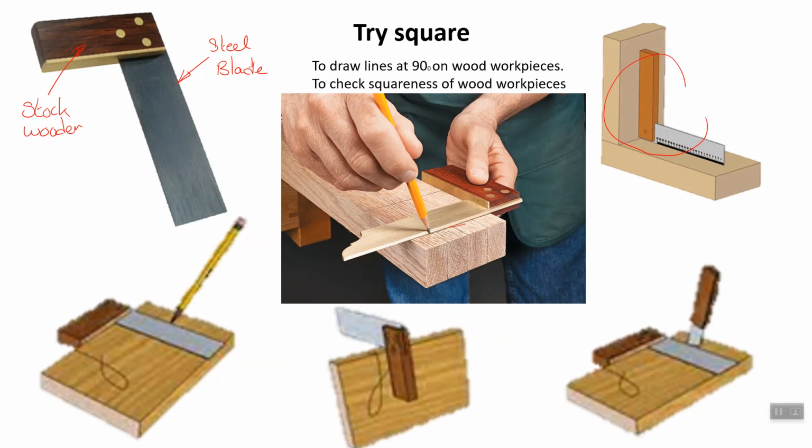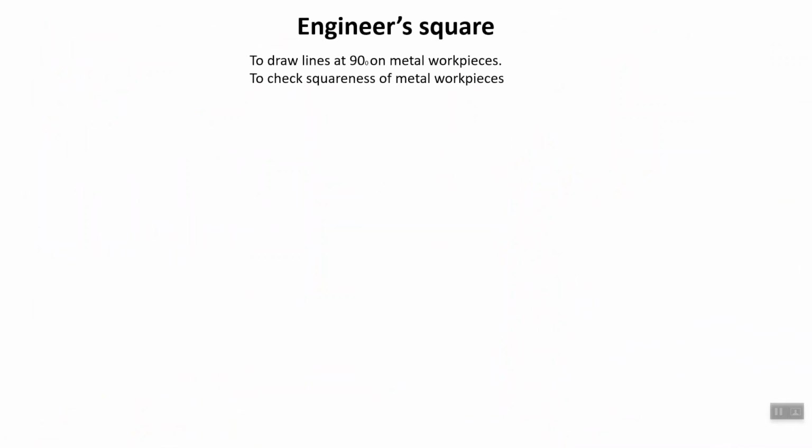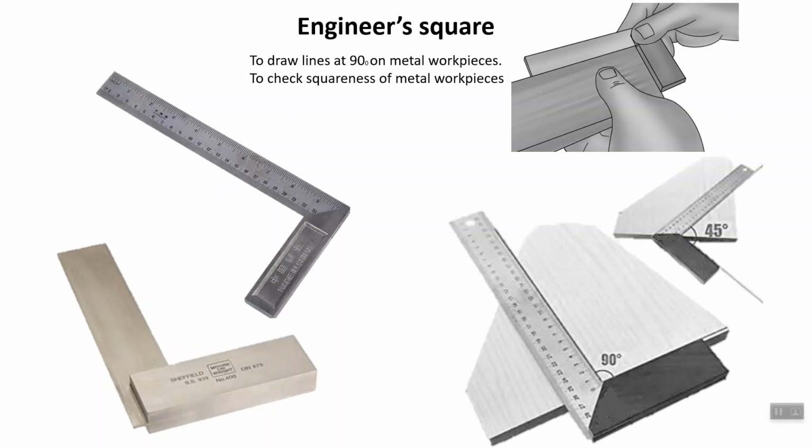We have the same tool for metal, which we call an engineer square. As with the tri-square, it is used to draw lines at 90 degrees on workpieces, but the difference is that the blade and the stock are both in steel. They are all in metal. You have a different engineer square here, with the same function. All parts are made of steel, and it is used only on metals.